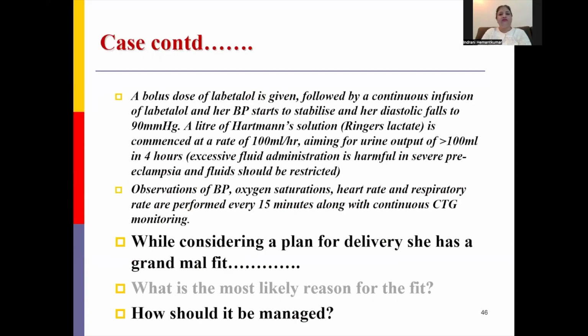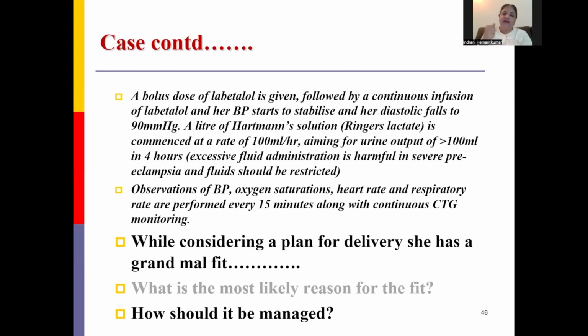Now, a bolus of labetalol was given, followed by an infusion of labetalol, then a liter of Ringer's lactate was also given to this patient. BP, oxygen saturation, heart rate, and respiratory rate were monitored. CTG was monitored. And now they were thinking that the BP is slowly coming down, now we have to go for a delivery. And that plan was going on.